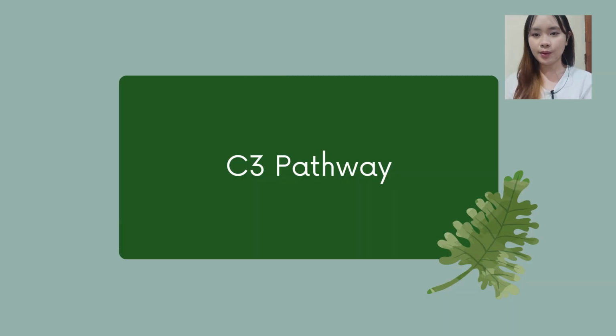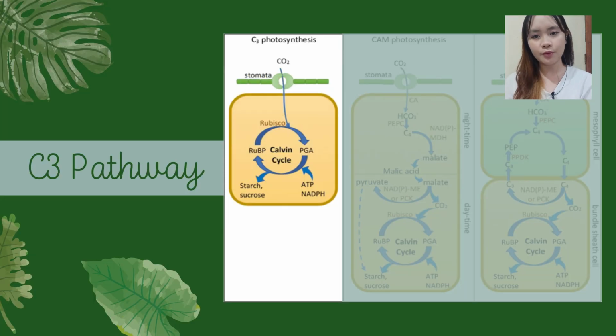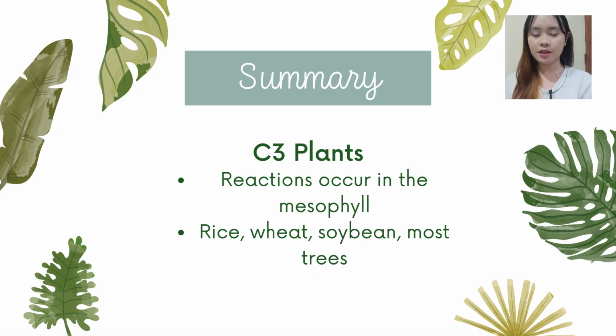Most plants undergo the C3 metabolic pathway, which is basically the standard mechanism for carbon fixation. This is named as such because of the 3-carbon compound 3-phosphoglyceric acid or 3-PGA that it produces. This occurs in the plant's mesophyll cells. Plants that use this type of pathway include rice, wheat, soybeans, and most trees.